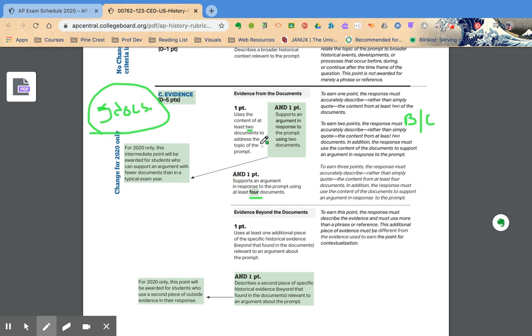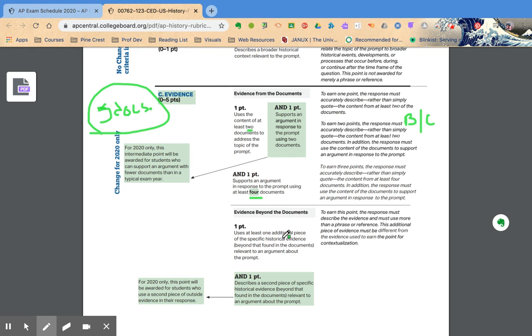So if you write a first paragraph with context and thesis, and you use all the documents to support it, you've got 5 points out of 10. You're on your way to doing pretty well on this particular exam. All right. Next is the evidence beyond the documents.